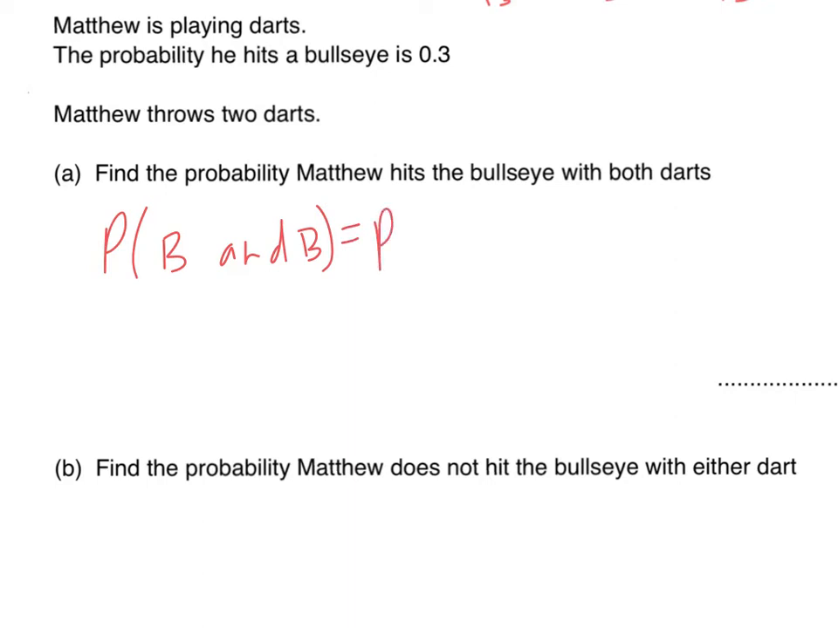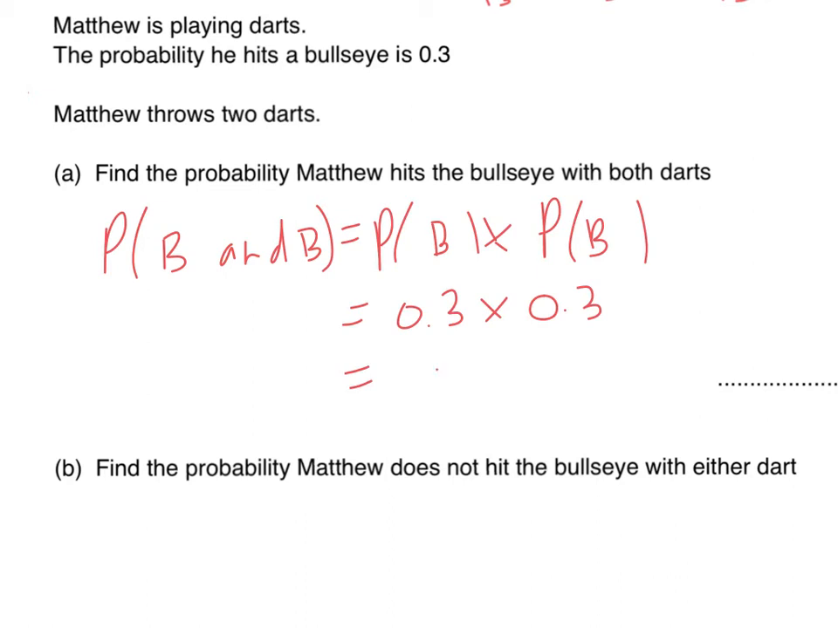Now what he does in the first go doesn't affect, we assume it doesn't affect what he gets in the second go. So we can multiply the probabilities together, assuming they're independent. Chances of getting bullseye in the first go is 0.3. Chances of getting bullseye in the second go is 0.3. So you multiply those two probabilities together and you get 0.09.